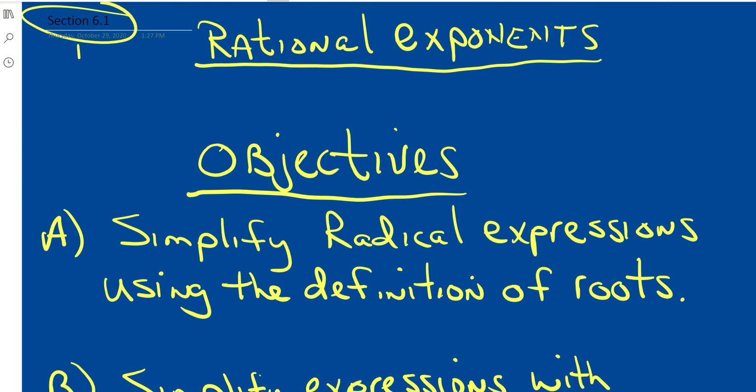Section 6.1, Chapter 6. Two more chapters to go. In this lesson today, we're talking about rational exponents, meaning I'm going to have a fraction in the exponent, like x to the 1/3 as an example. Then we have to learn how to convert that into a cube root problem, if you will.